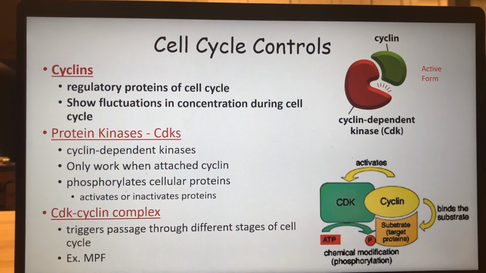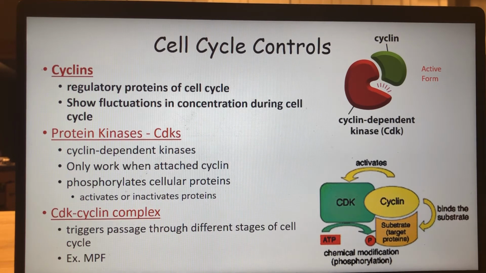So again, the cell cycle controls, and I'm going to finish this video and then I'll show you a little video of a demo. But we have basically, these are going to be your internal controls. And you must understand this for your test. You have two main deals. You have cyclins and you have protein kinases, also called CDKs. Cyclins are going to be regulatory proteins of the cell cycle, and they will fluctuate in their number.